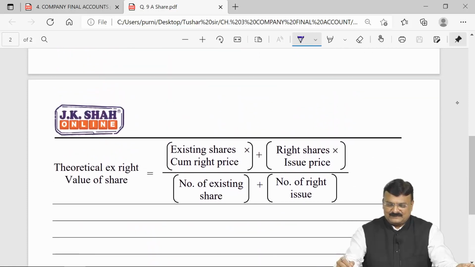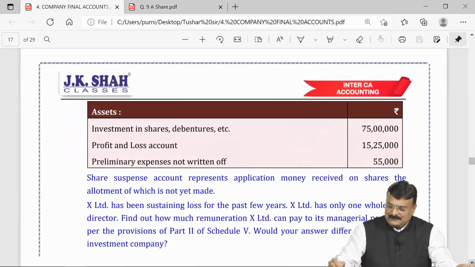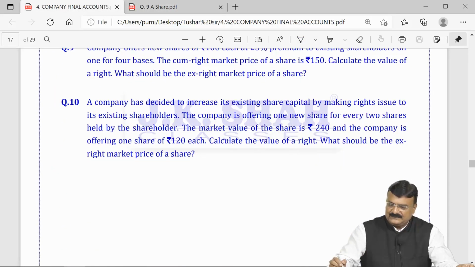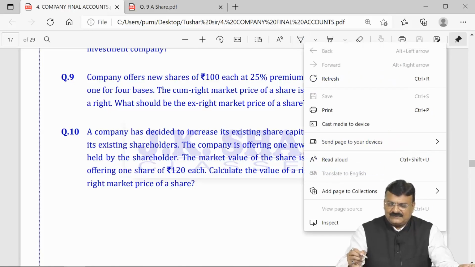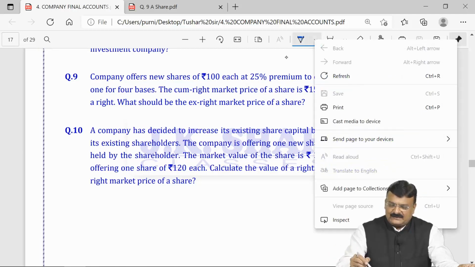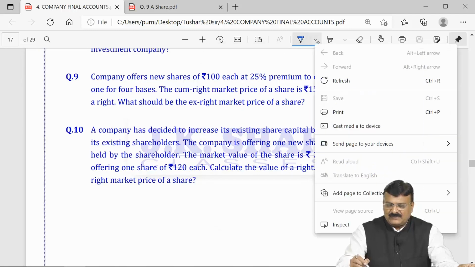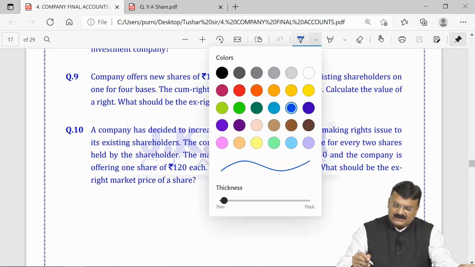Okay, we see in your textbook the question. Here is question 9. Company offers new shares. The new shares are the right shares which the company is offering to you. Company offers new shares of rupees 100 each at 25% premium. What do you mean by 25% premium? The issue price for the right is 125.